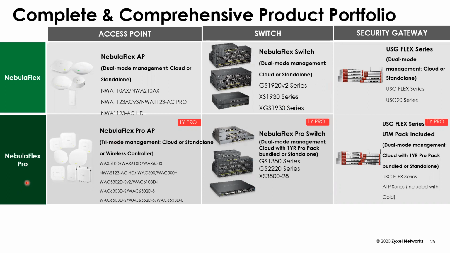Those devices which are Nebula Flex Pro are our higher end APs. So those would be our APs that start with the number 5 or 6 and have at least 3 numerals in the name. So the WAX 510D, the WAC 500, etc. On the switch side of things, it's the GS 1350, the GS 2220 series, and the XS or XGS 2220 series, and the 3800s. And then our security gateways, it's the USG Flex series that comes bundled with UTM services, also will include 1 year of Pro Pack, and our ATP series. Nebula management is included as part of the gold bundle or the gold license, which comes with the device when you buy it.